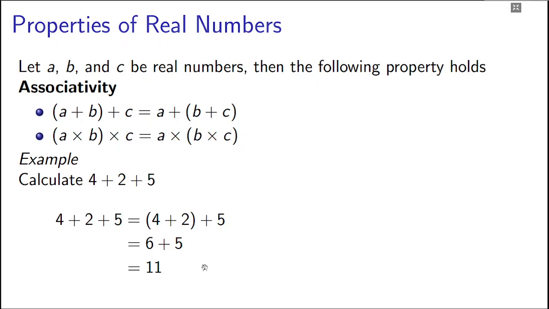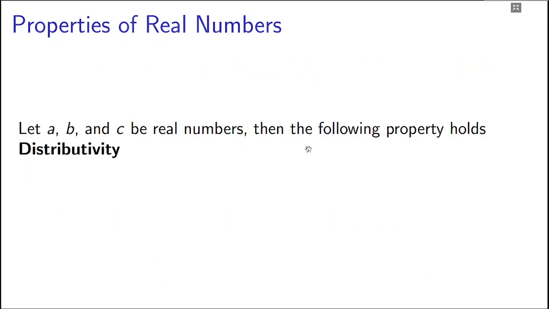Now, let's start with 2 and 5. We group 2 and 5, then we add them up. We get a 7, and then 7 ends up with 4, and we get the same answer, which is 11. So this property is important. Now I should note that this applies for addition and multiplication alone, and they have to chain up like that. Okay. Next, let's talk about distributivity.